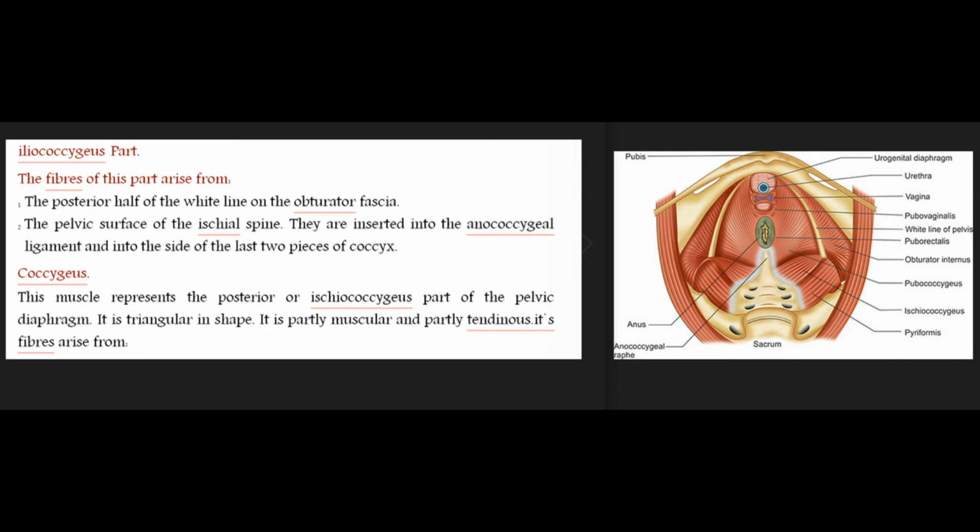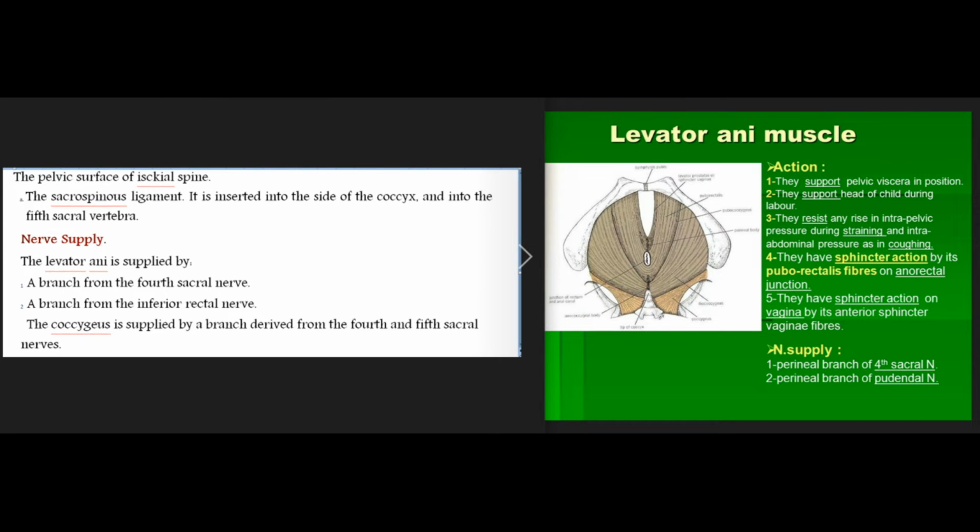Coccygeus. This muscle represents the posterior or ischiococcygeus part of the pelvic diaphragm. It is triangular in shape. It is partly muscular and partly tendinous. Its fibers arise from the pelvic surface of ischial spine and the sacrospinous ligament. It is inserted into the side of the coccyx, and into the fifth sacral vertebra.